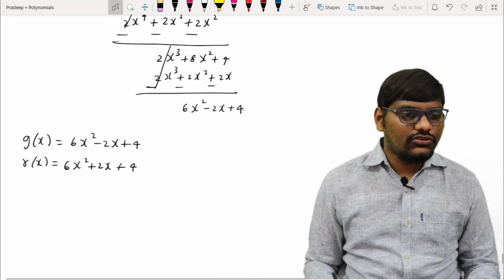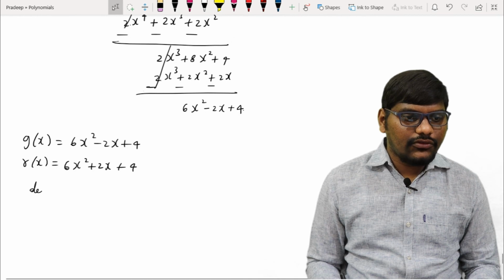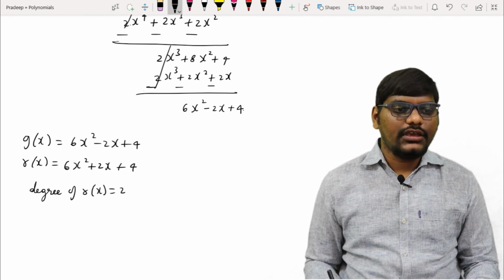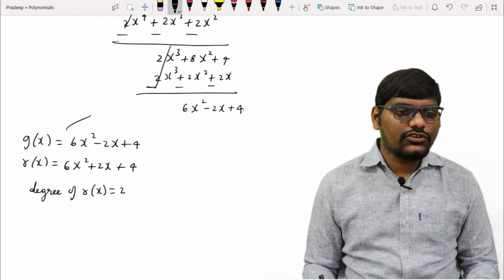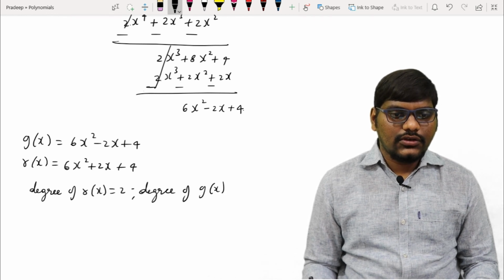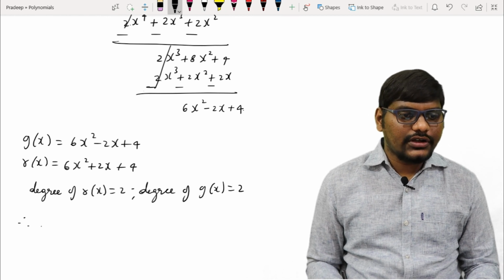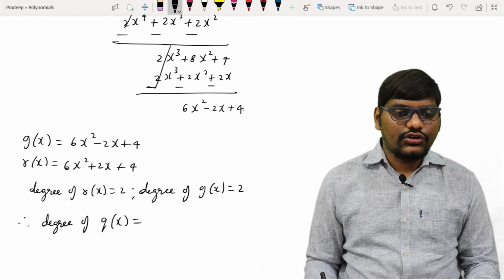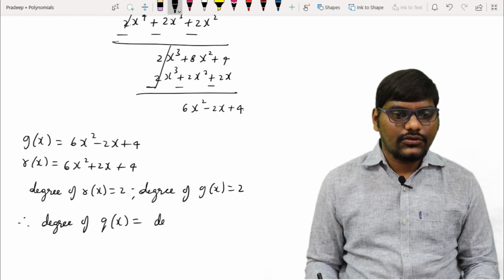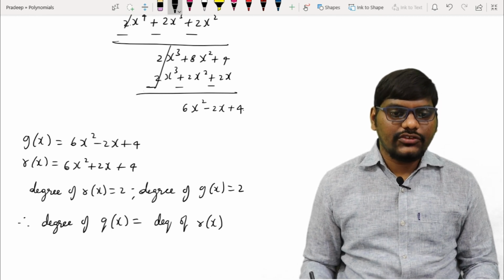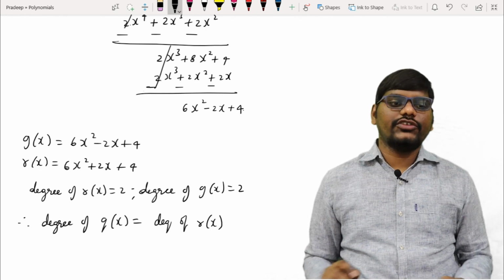Alright, so we can conclude here, degree of r of x is what? It is 2. Okay, and the degree of g of x is also 2. So we can conclude, therefore, degree of q of x is equal to degree of r of x. Okay, q of x degree is equal to r of x degree. So this is all about the second one.